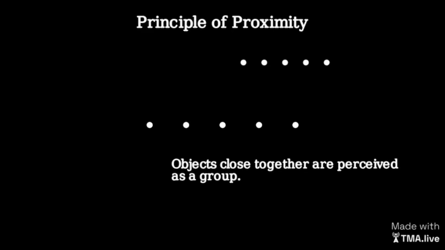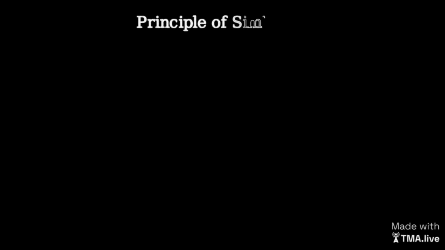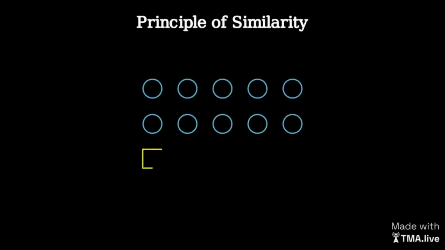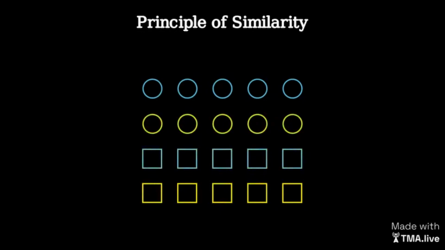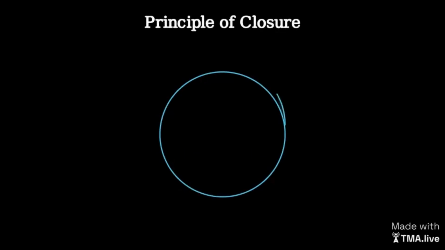Our brains naturally organize elements that are near each other into a single unit, regardless of how different they might be. The principle of similarity suggests that similar objects are perceived as a group. When elements share visual characteristics like color, shape, size, or texture, our brains tend to group them together. The principle of closure describes how the brain fills in missing parts to complete a shape or pattern.